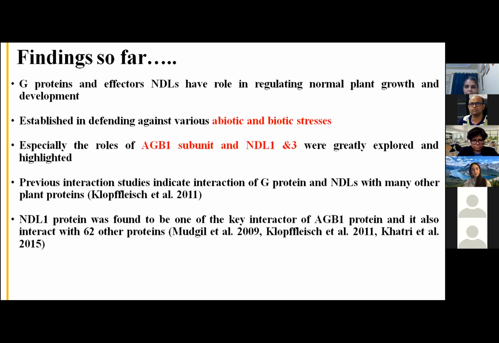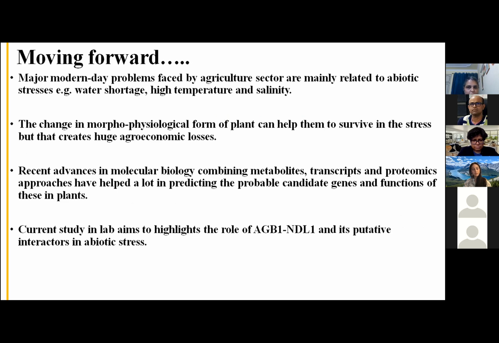We know that the major problem is that we want to find interactors which are fighting in abiotic stresses. We started with something which is itself involved in abiotic stress management, so we were hoping that we would find a lot of interactors involved in abiotic stress, so that we can find the components which help the plant to survive better and cope with the various agronomic losses, which can help us to manipulate all those things.